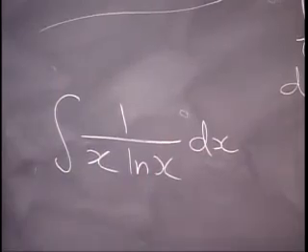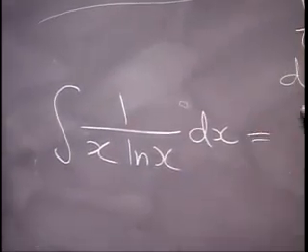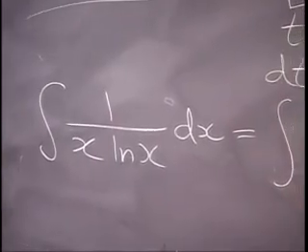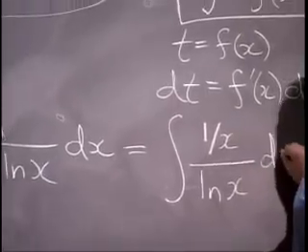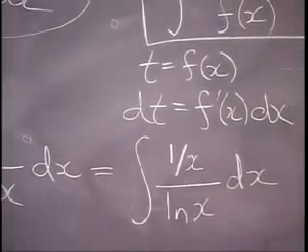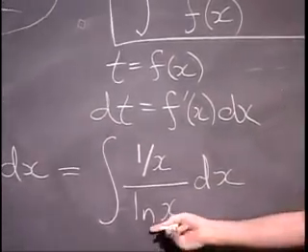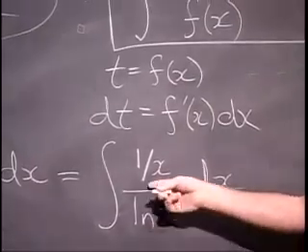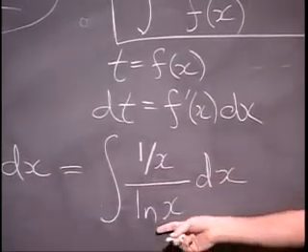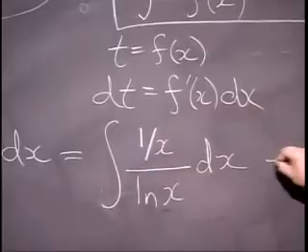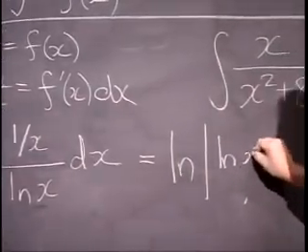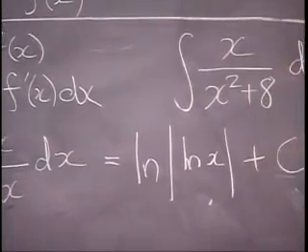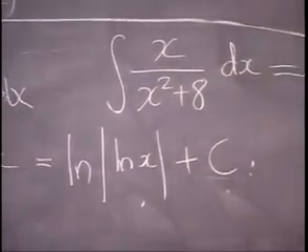Looks kind of nasty, but actually you can make your life very easy by writing this as 1 over x divided by log x. That's another way of writing that integral. What's the derivative of log x? 1 over x. So the derivative of the bottom is on the top, and you just get log of the bottom, absolute value. So it's log of absolute value log x plus a constant. Not too bad.